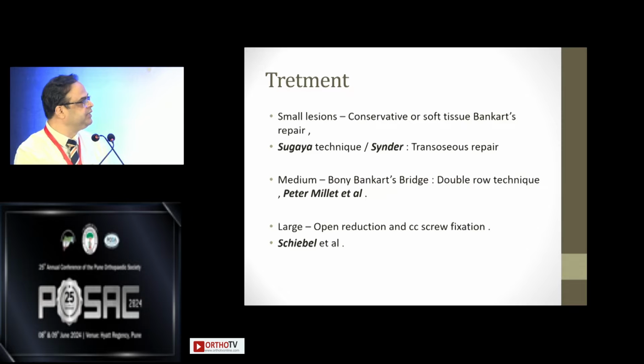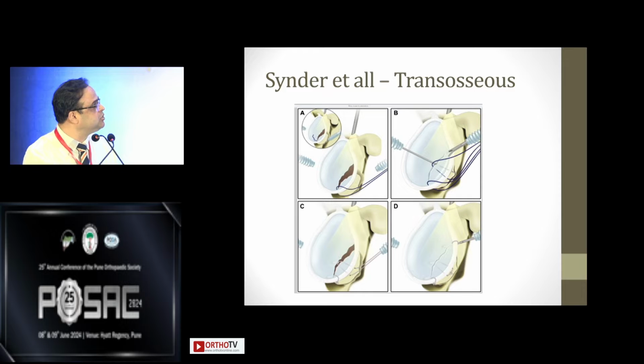So for the treatment, there are three types of management. One is a plain soft tissue Bankard's repair, which is done for a small lesion. We have a Sugaya technique and a Snyder technique. That is a transosseous method. For medium size bony Bankard's lesions, we have the Peter Millett double row technique, which I'm going to demonstrate. The bony Bankard's bridge, it is called. And for large lesions, an open method by Scheibel has been recommended. So that's just a demonstration of the Snyder's transosseous method.